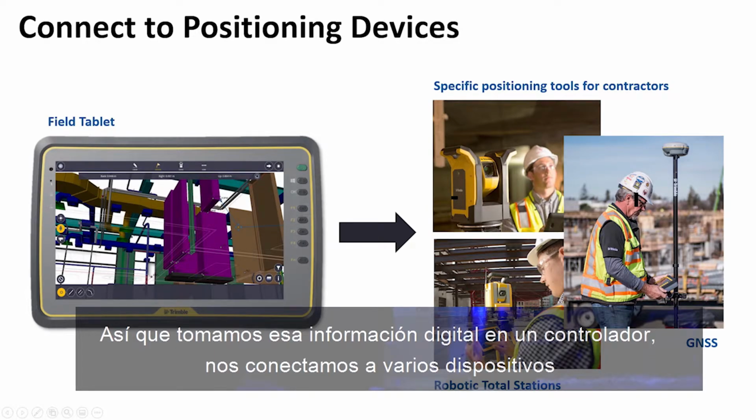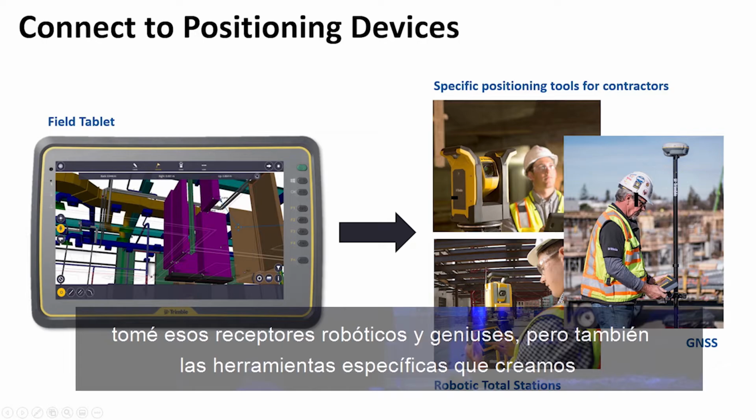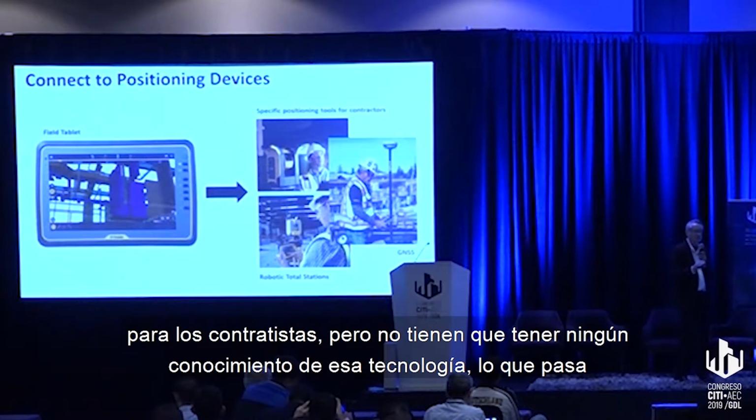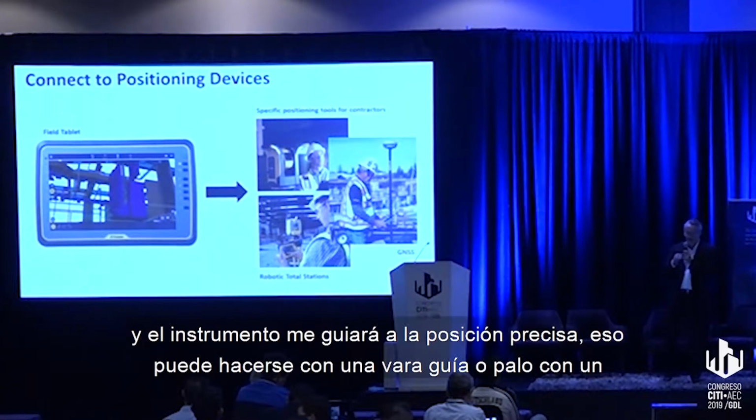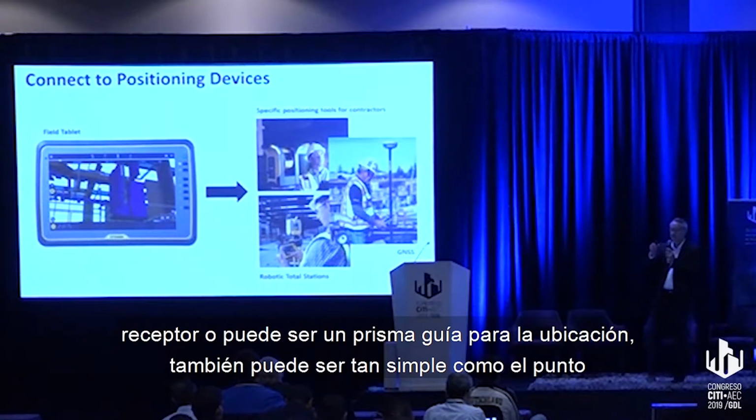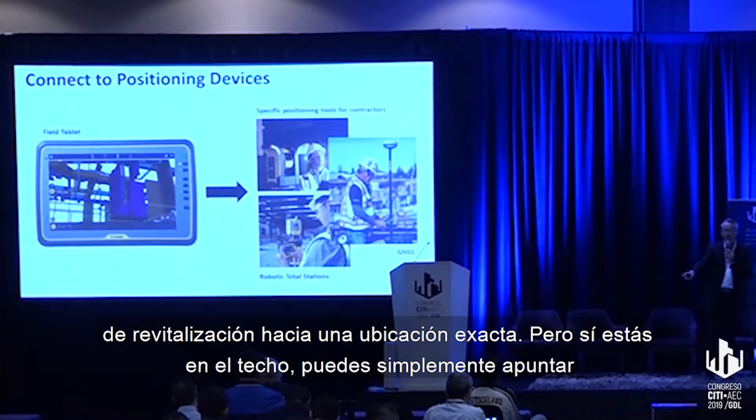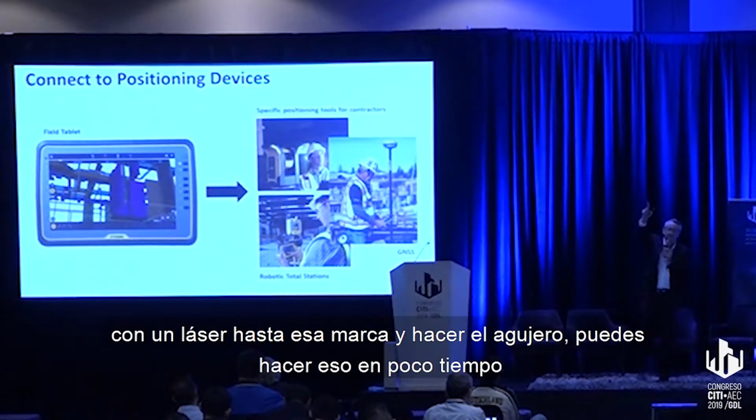So we take that digital information on a controller, we connect to various devices. I talked about robotic total stations and GNSS receivers, but also there are specific tools that we've built for contractors where they don't have to have any knowledge of that technology. So what happens is I select the different data points or different elements in the model, and the instrument will guide me to the precise position. Now that can be done with a guided stick or pole with a receiver on it, or it can be a prism where I'm guiding to the location, or it can be as simple as the robotic total station pointing to an exact location. So if you're laying out hangers in the ceiling, you can just point a laser up to that, mark it, and then drill your hole. And you can do that in a very quick time.